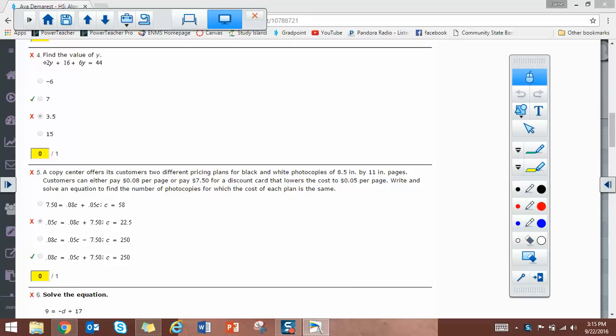So I've already scrolled through the test. The first one you missed is number 4. It says negative 2y plus 16 plus 6y equals 44, and you're asked to solve for y.